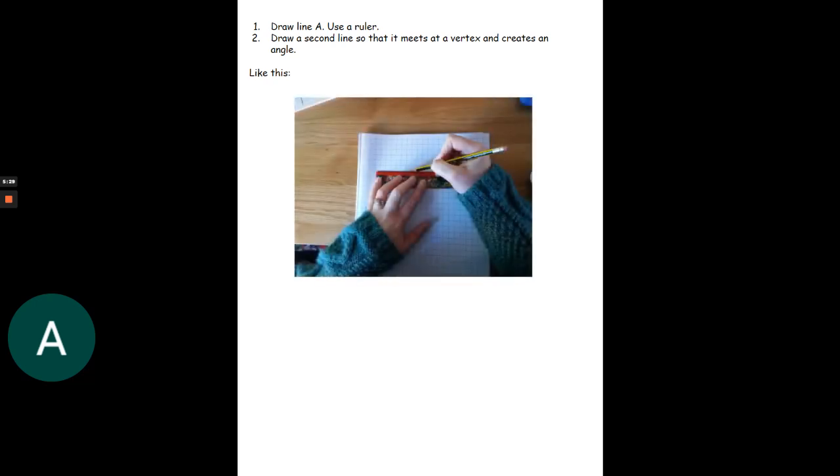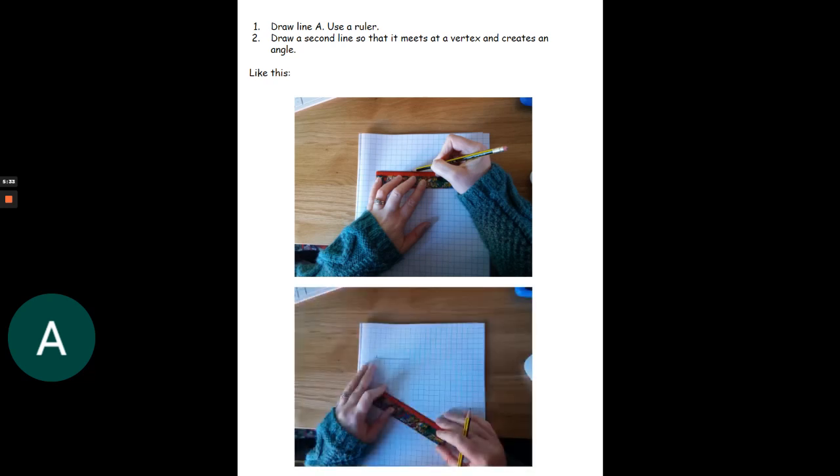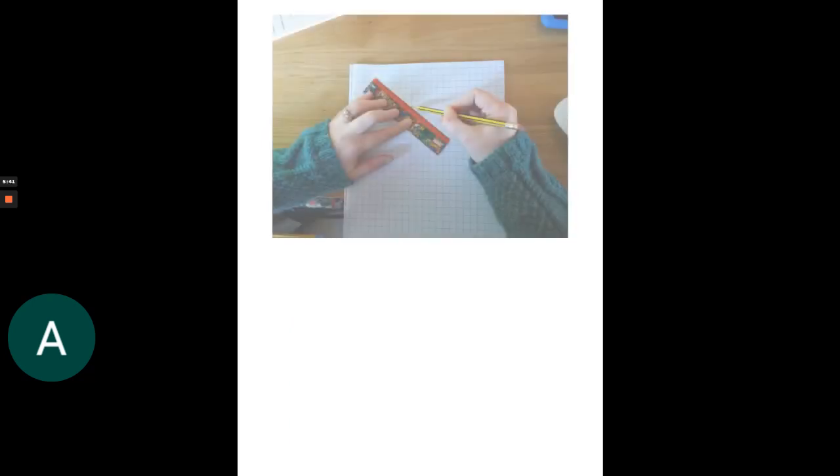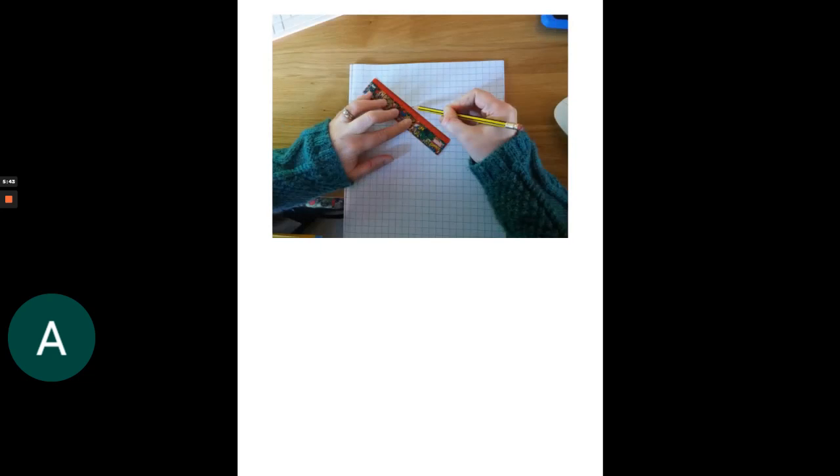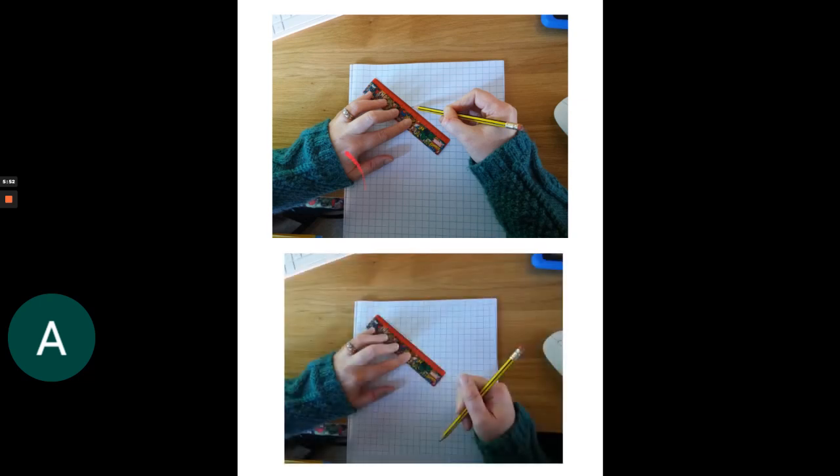So here you go. I draw a line using a ruler and I label it A. The next thing I do is angle my ruler so that I can join a point at the other end of A. So you can see on this picture now that this end of A has a line.